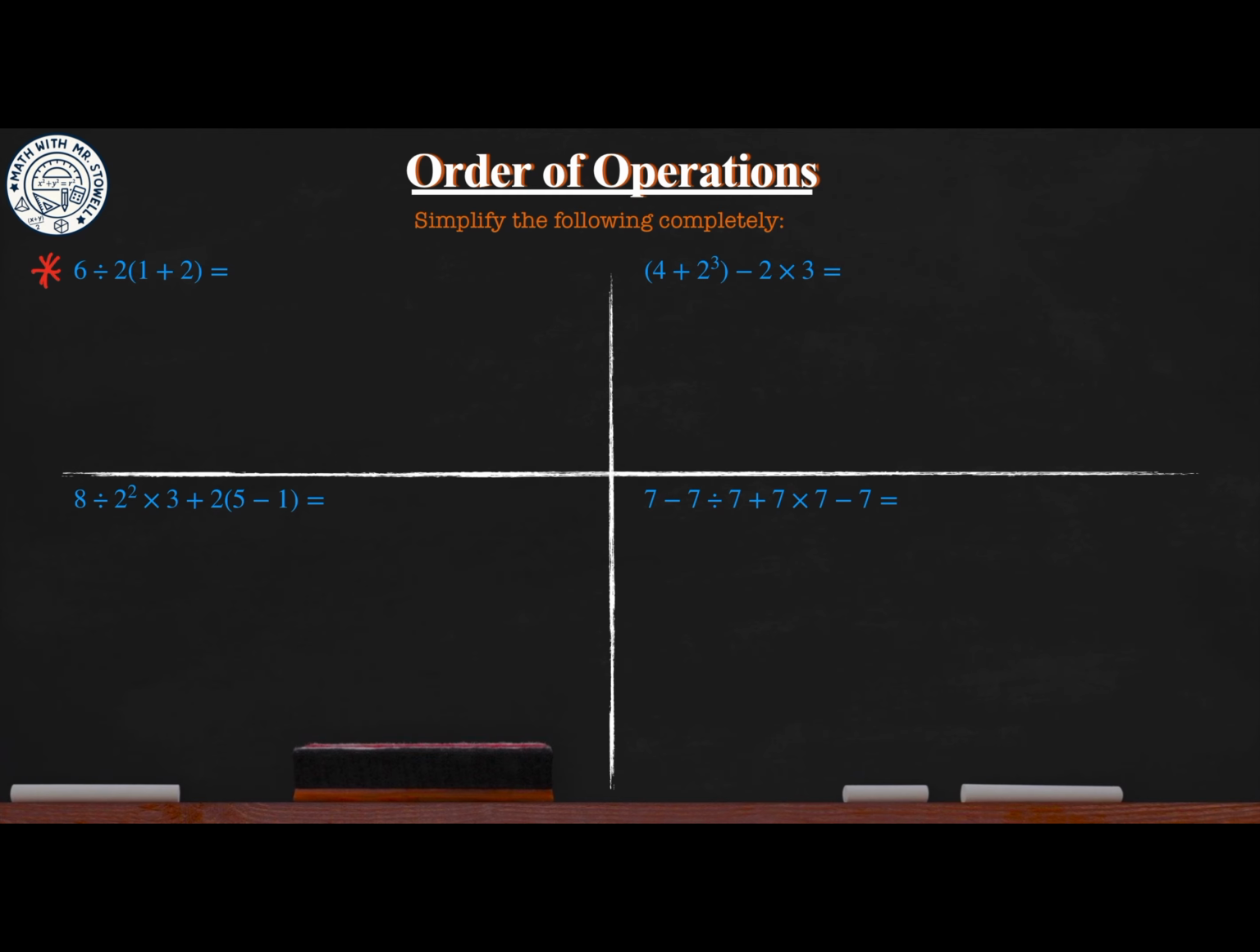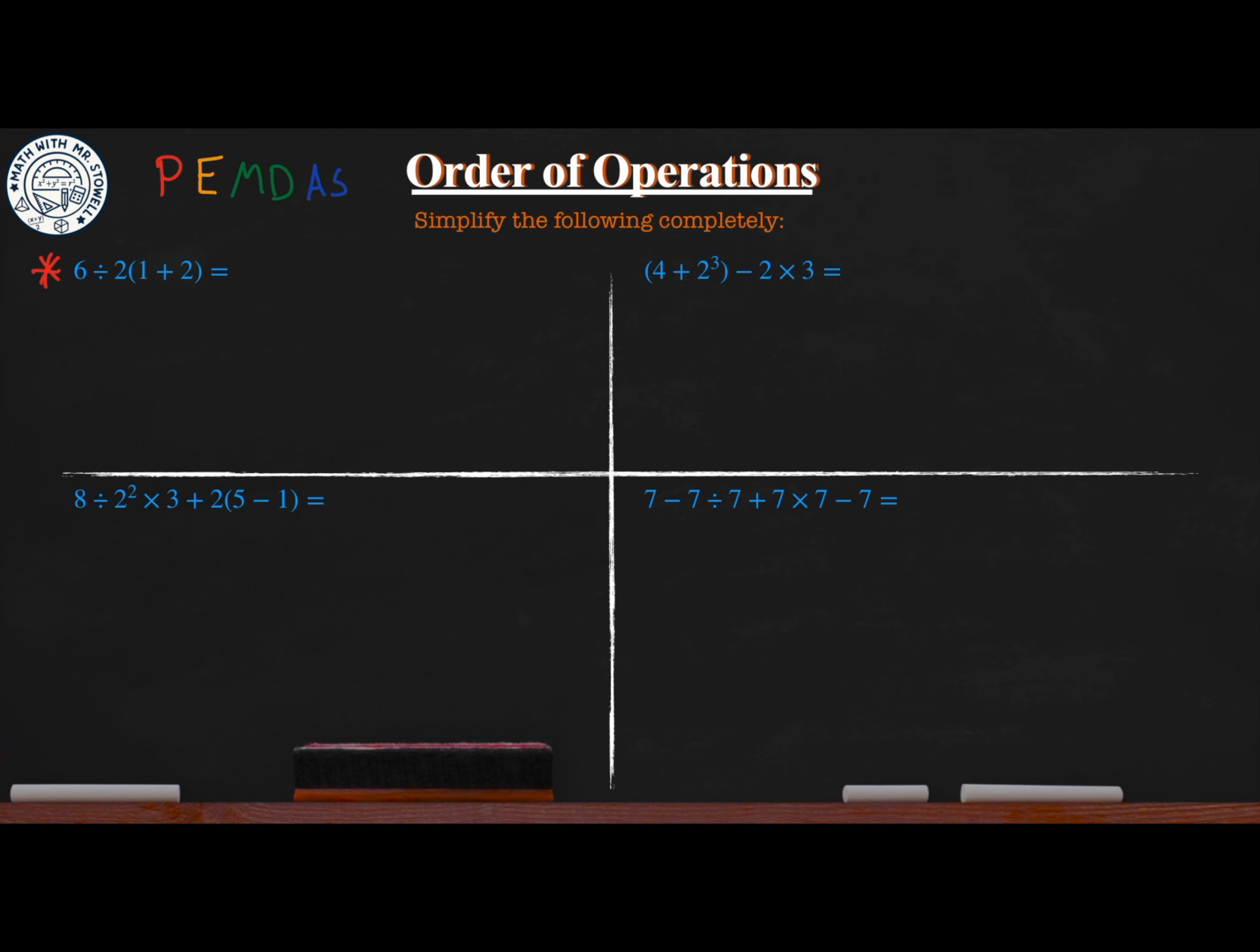Typically, whenever you're doing order of operations, we have something called PEMDAS, where P stands for parentheses, the E stands for exponents, then we have the MD, which stands for multiplication and division, then we have A and S, which is addition and subtraction.